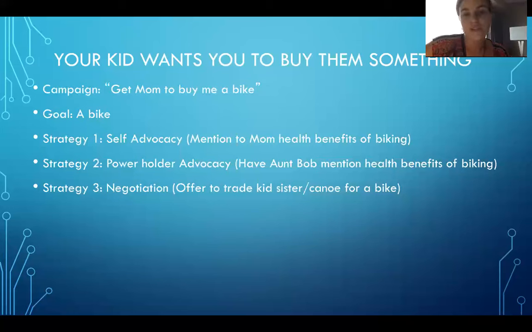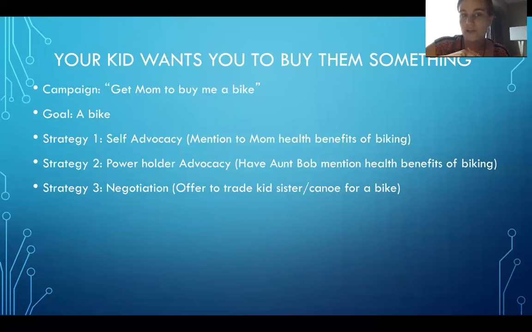Right. Strategy 2, power holder advocacy. Have Aunt Bob mention the health benefits of biking to mom or parent, whatever. So in strategy 2, you're going to someone who, some people call this a secondary target in organizing. You're going to someone who influences the person that can give you what you want. Aunt Bob, who holds sway. Mom often talks to Aunt Bob about parenting and what are good choices, etc. So in this case, the kid is going to Aunt Bob in the hopes, and possibly with the express ask, that Aunt Bob goes to mom on the kid's behalf.